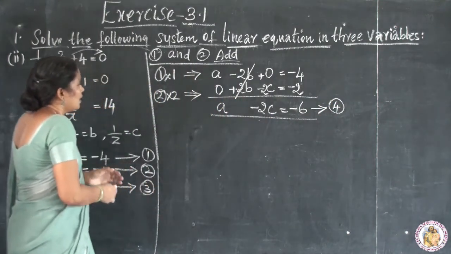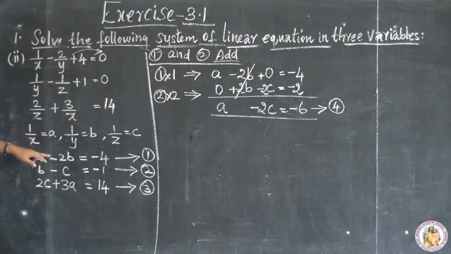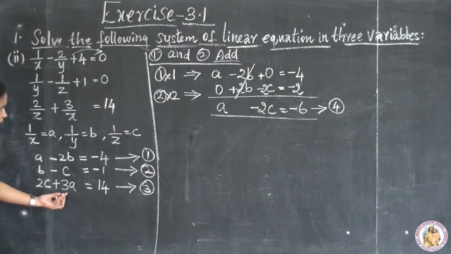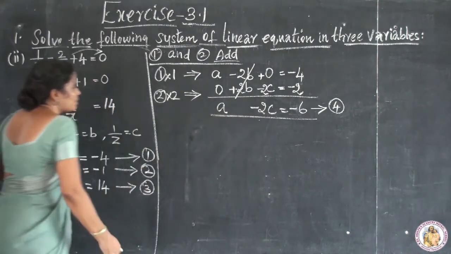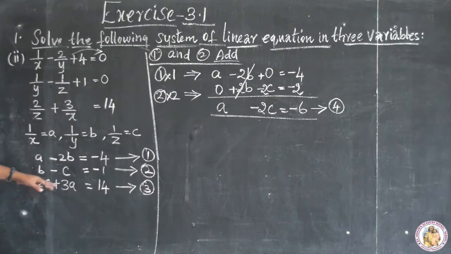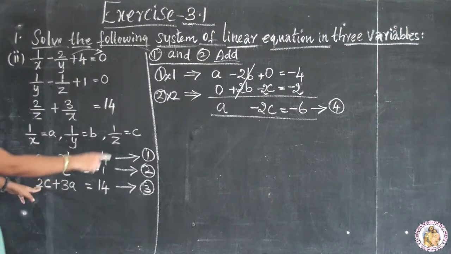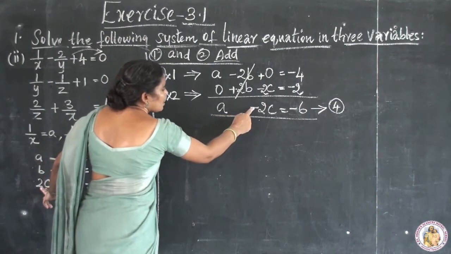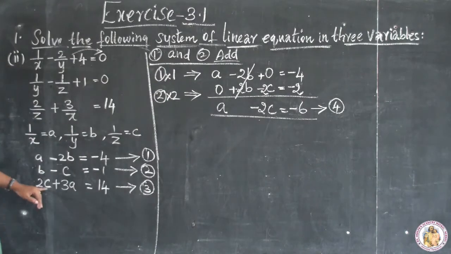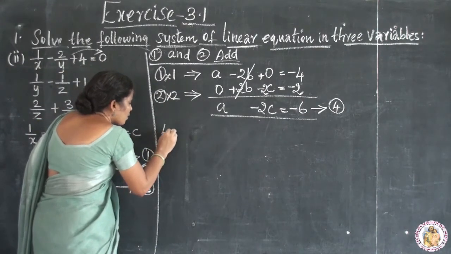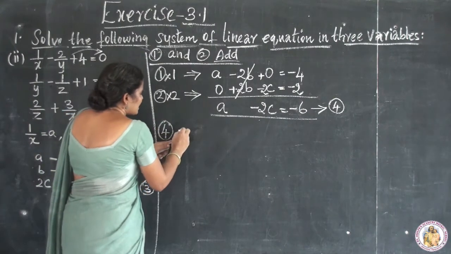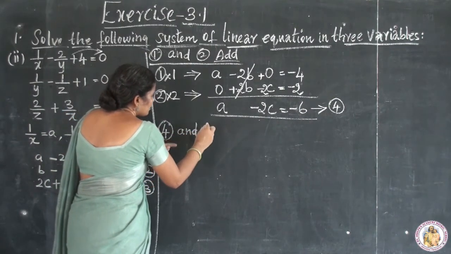Now already we have put the first and second equation, isn't it? Now let us go on with the third equation: 2c plus 3a. Here in the fourth equation also we have a and c variables. So straight away we can go with the fourth and the third equation. 2c, we already have negative symbol, minus 2c. Here we have plus 2c. So it will be very easy for us to solve this one. So now take the fourth and the third equation.